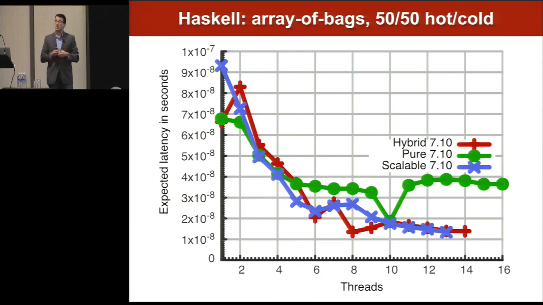So in our experiments in the paper, we varied this hot-cold threshold from 0 to 1. And this is the 50% mark, where we have half of our operations on the data structure targeting a single hot inner map, and the other 50% of accesses target the rest of the data structure with uniform probability. So in this scenario, we do, again, see the hybrid data structure doing better than the pure one as we go to larger numbers of threads, and also doing better than the scalable one at the one-thread point.